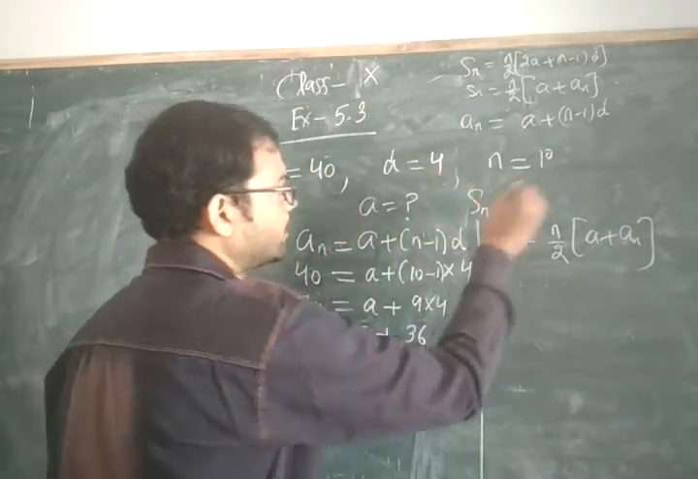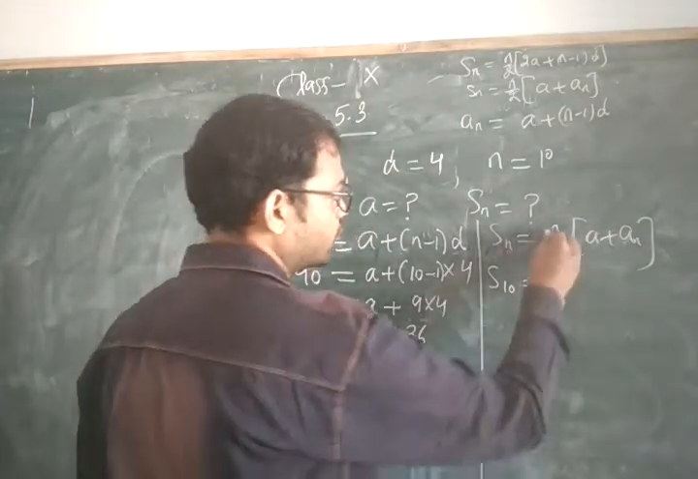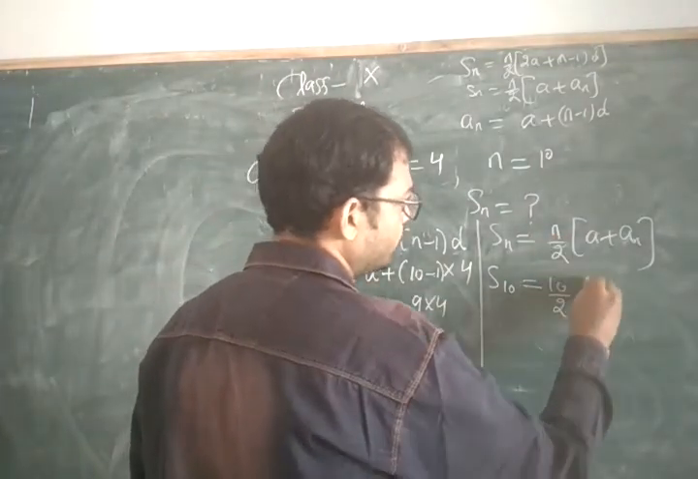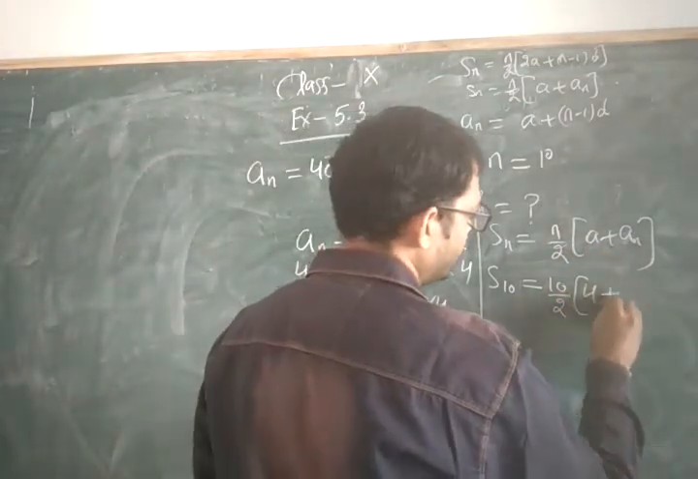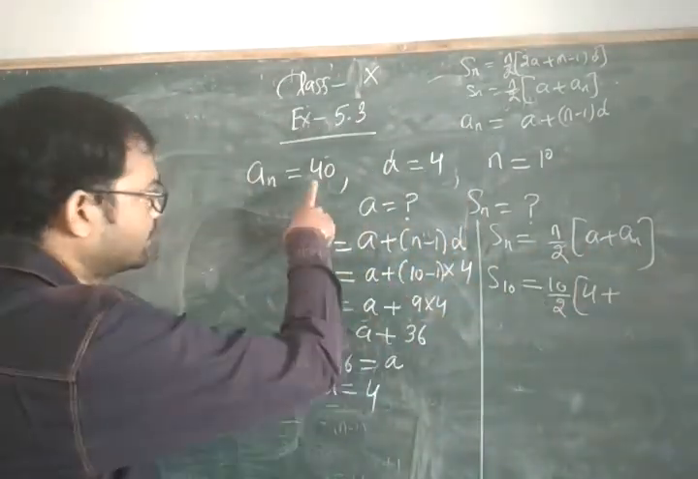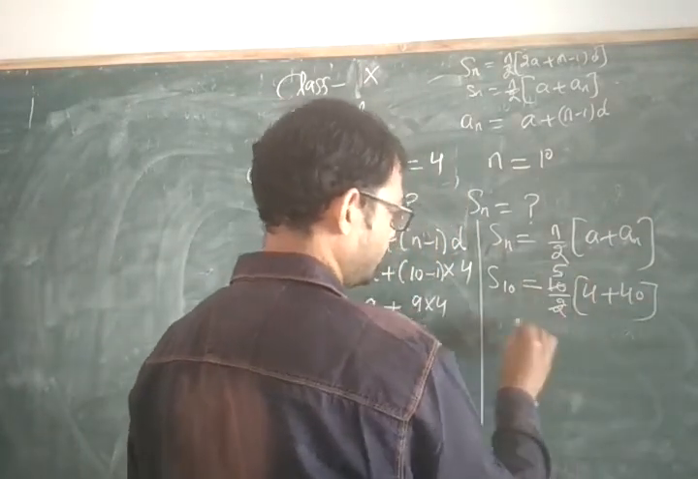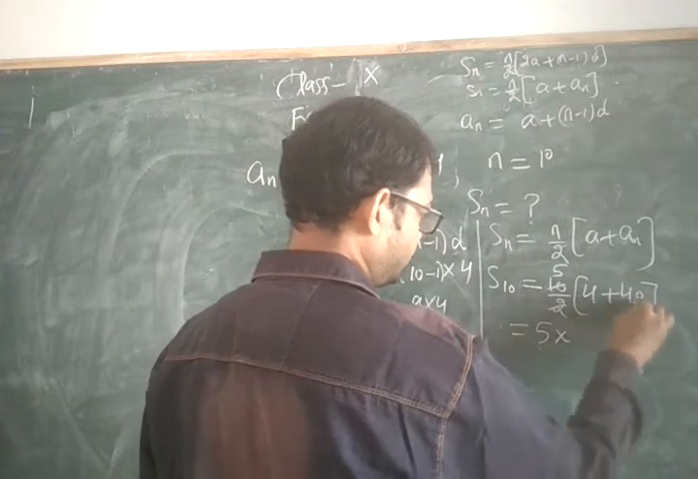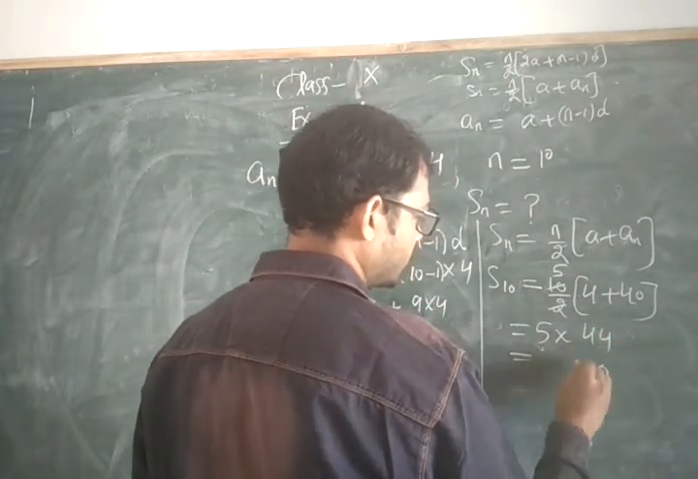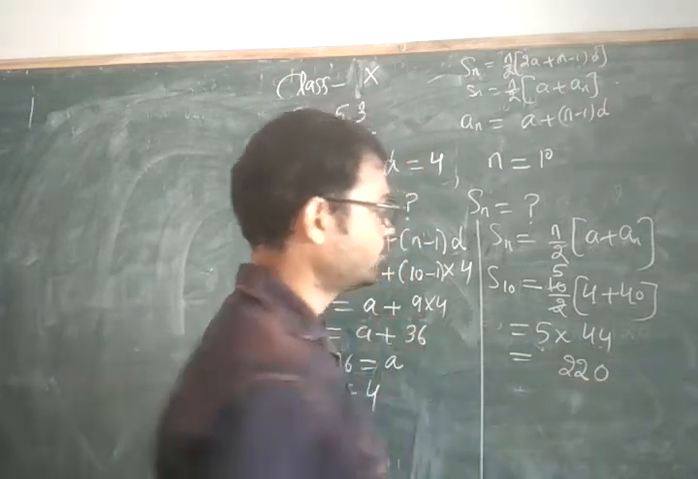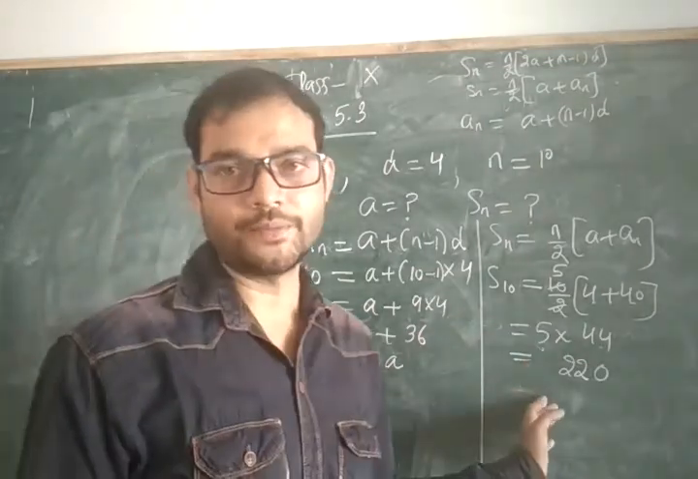Sn. n कितना मेरे पास है, 10. सम ऑफ 10 टर्म्स आपने फाइंड आउट करना है. तो इसमें मेरे 10/2 (a, the value of a is 4, प्लस an, अब आपका कितना है 40). 5 into 44, 5 4 20, 5 4 20 and 20, so 220. So this is the sum of 10 terms for this one, ठीक है.